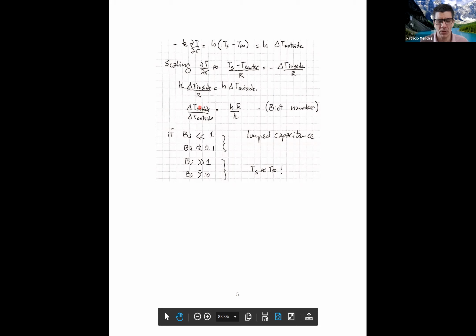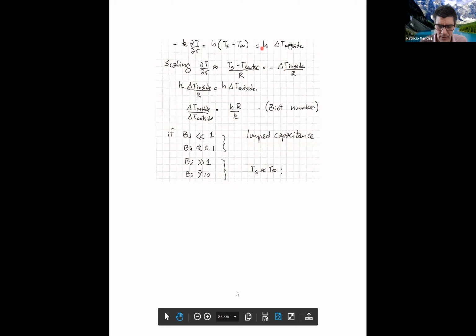Actually, we are off by more or less a factor of 2 that you're going to see is not so important when we are talking about orders of magnitude. And if you're interested more about this factor of 2, that was part of my PhD thesis. But let's forget about the PhD thesis. Let's forget about the 2. Differential temperature over differential of radius is more or less delta temperature over radius. And this one here is delta T inside.